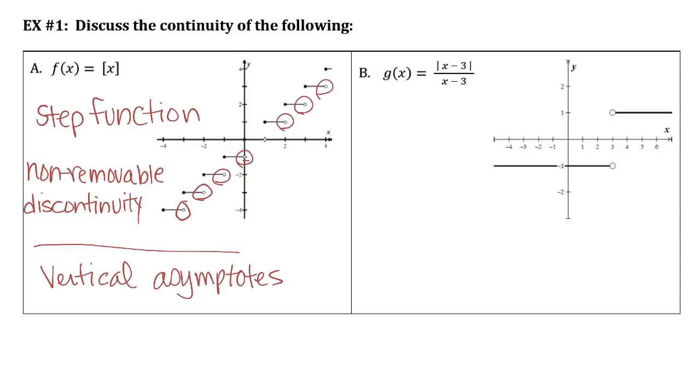Another example. All right, and then over here at part B, this would be non-removable as well. There's nothing that you can really factor and cancel out, but also notice there's a jump here to get from one to the other. So this is a non-removable discontinuity.